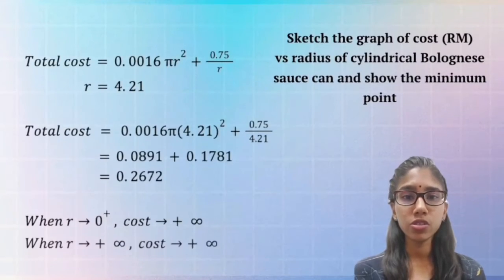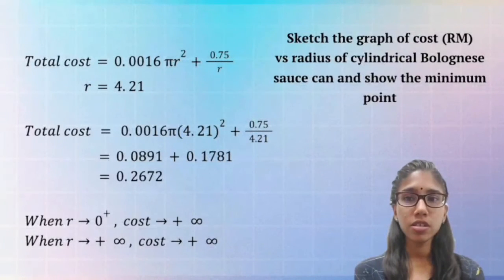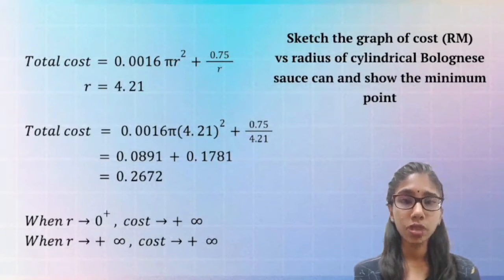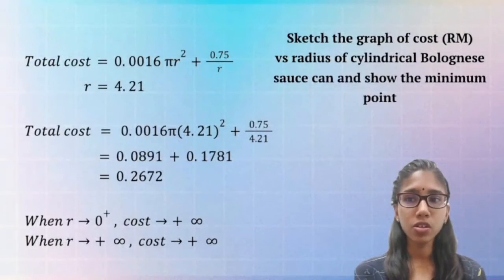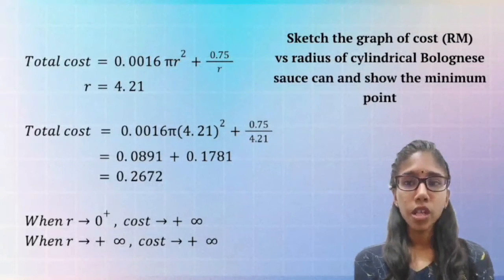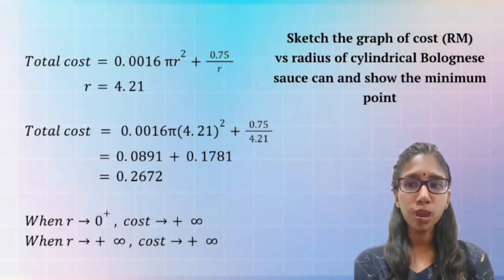I'm going to continue question 2. Sketch the graph of cost Rm versus radius of the cylindrical Bolognese sauce can and show the minimum point. Total cost equals 0.0016 pi r squared plus 0.75 divided by r, with r equal to 4.21. Total cost equals 0.0016 pi (4.21 squared) plus 0.75 divided by 4.21, which equals 0.0891 plus 0.1781, equals 0.2672. When the radius approaches 0 from the positive side, the cost approaches plus infinity, and when r approaches plus infinity, the cost approaches plus infinity.